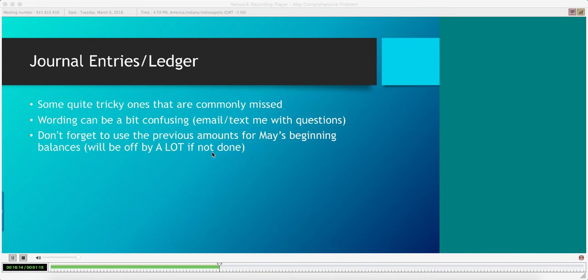Don't forget to use the previous balance amounts, which is April's post-closing balance. Don't forget to use those amounts. If you do not, you will be off by a lot and you won't get many points. You'll probably get about half the points for it. And then you would only have a week to redo it plus complete the final exam.